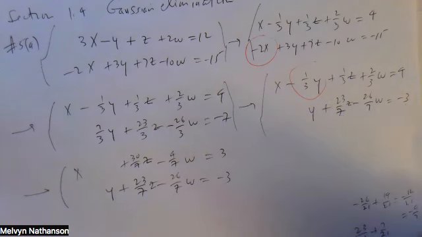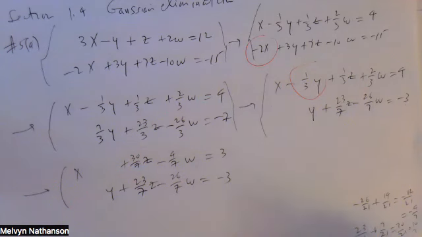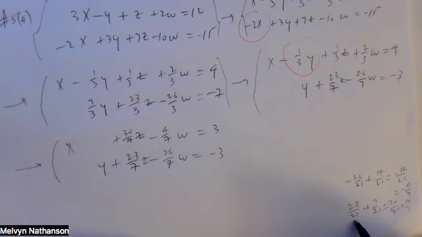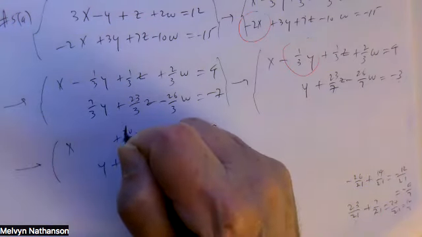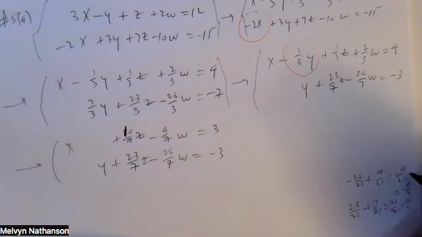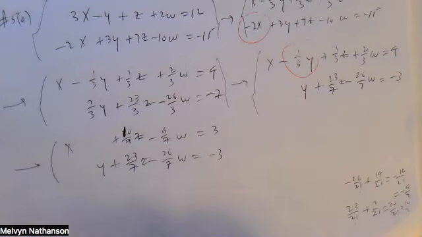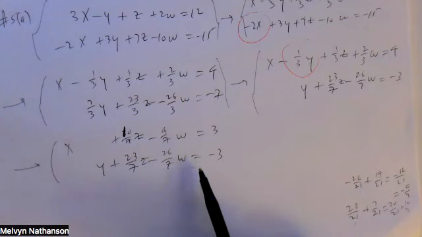Oops, sorry, I made a mistake here. So 1/3 of this: 23 over 7 times 1/3 is 23 over 21 plus 1/3, which is 7 over 21. That's 30 over 21, which is 10 over 7. It should be a 10 over 7. And minus 26 over 7 times 1/3 is minus 26 over 21, plus 2/3, which is 14 over 21. That's minus 12 over 21, which is minus 4 over 7. And multiply this by 1/3, and then I get 3. So hopefully I did all the arithmetic correctly. And now this is as reduced as is possible.